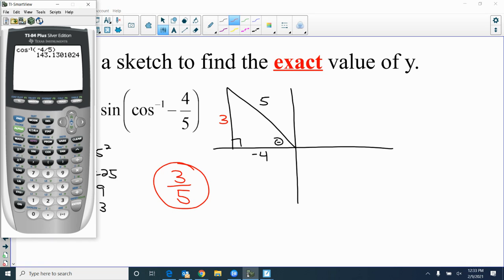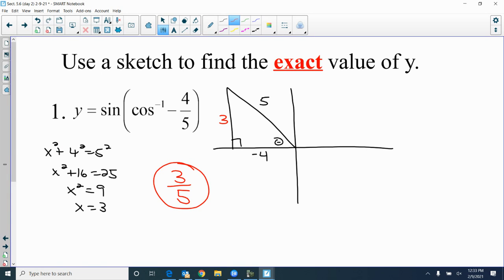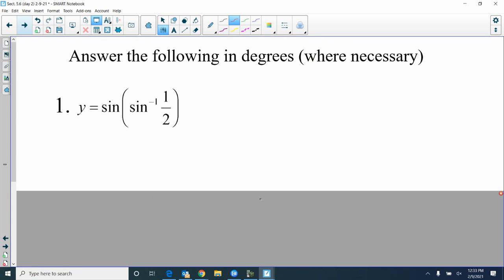Okay, it is 143 degrees. And what do you think is going to happen when I hit the sine of that? I get 0.6, 3/5. Okay, so it matches up. All right, last little bit here.